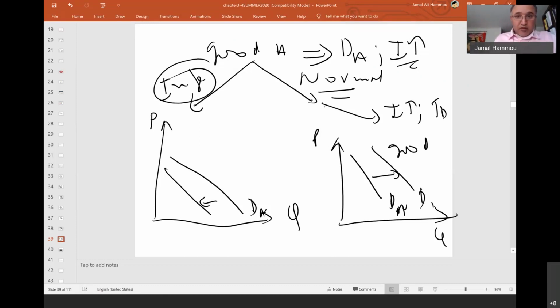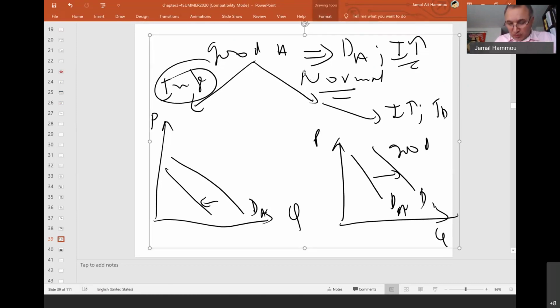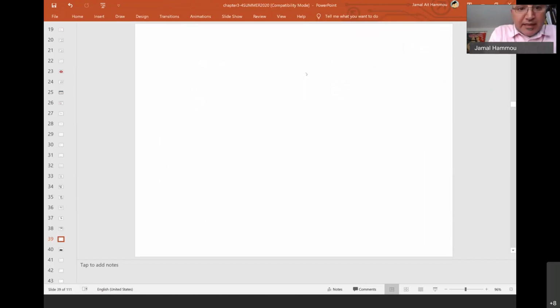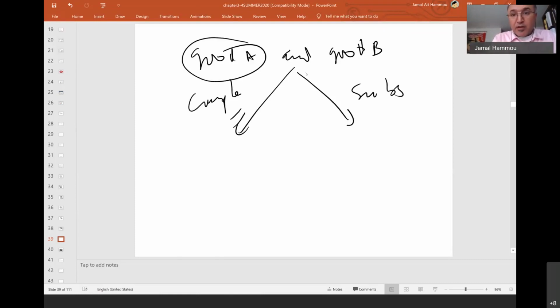Okay. Now we have to talk about relationship between related goods. We talked about two relationships, very important. So is it good A and good B? We have to define what relationship. They could be complement, they could be substitute. If they are complement, it means they go together. You cannot have A without having B. If they are substitute, it means A and B, they do the same thing. They have the same use.